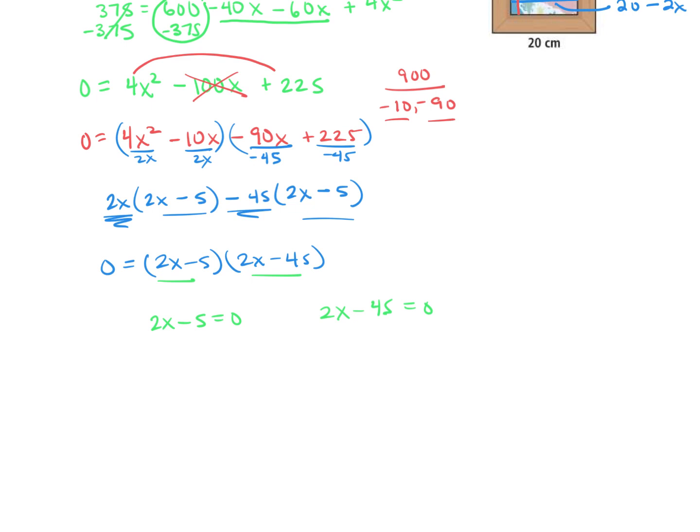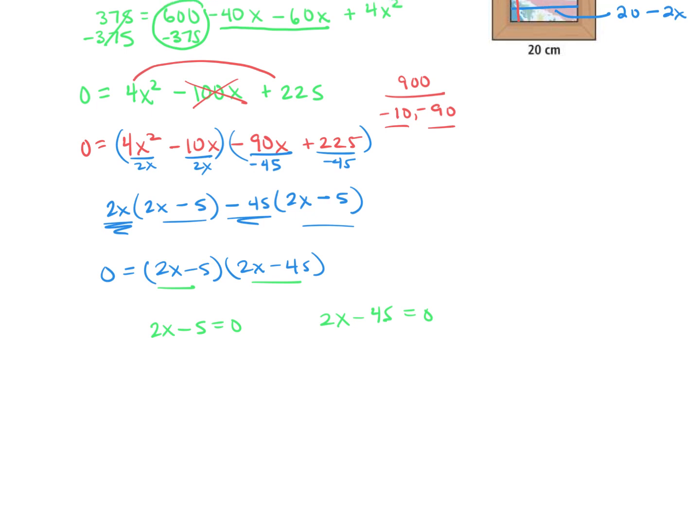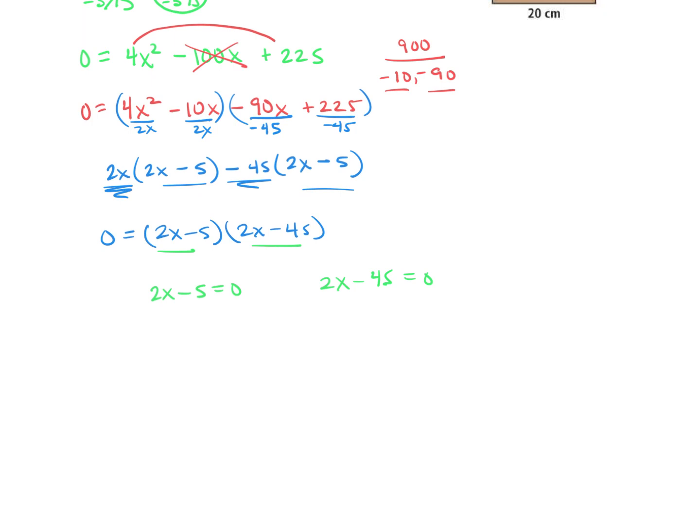I can predict fractions because of the 2 in front of the x. We don't always get a fraction. You know, maybe it will divide evenly, but we know we're going to have to divide by the 2. So we add 5 to both sides. 2x equals 5. Divide both sides by 2, and we get x equals 5 halves. We're dealing with a word problem, so decimals are also okay, as long as we don't have to do some weird rounding. 5 divided by 2 is 2.5.